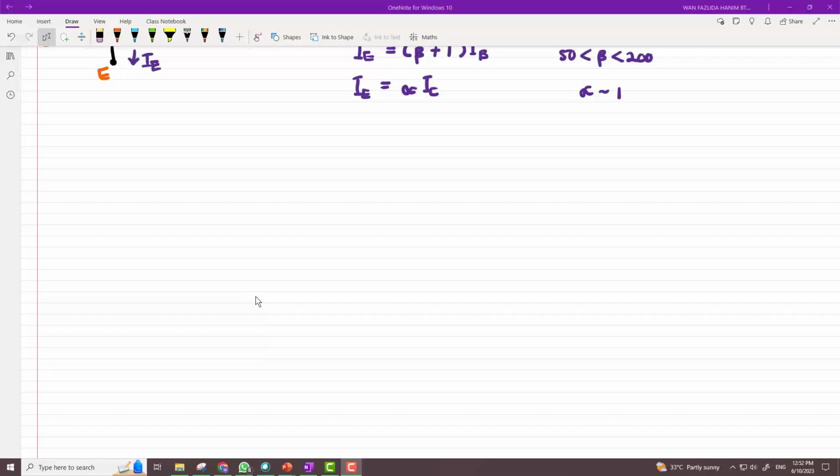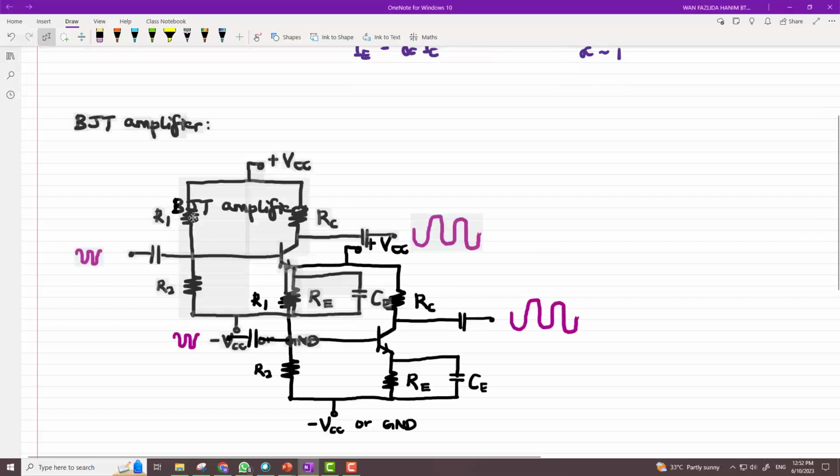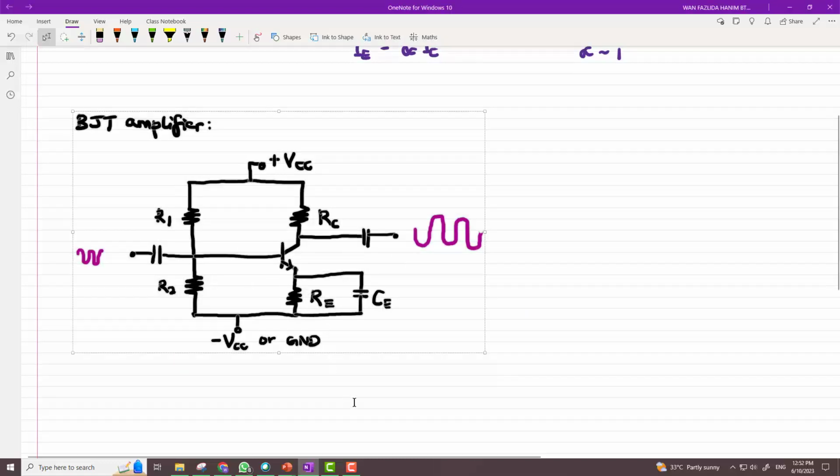But before we go into AC analysis, let's have a look at the BJT single stage amplifier, so that we have a sense of where this AC analysis comes from. If you look at this circuit in front of you, there is this BJT, this bipolar junction transistor, which is biased by R1, R2, RC, RE, and the power supply of VCC and negative VCC or ground. You can have different resistive networks to bias the BJT.